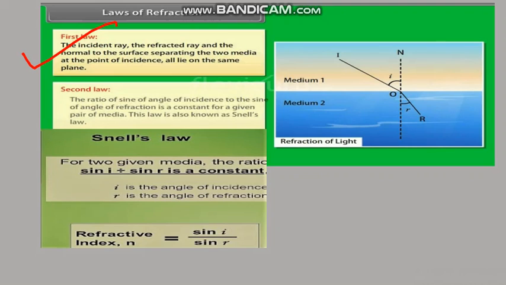So, the ratio of sine of angle of incidence to the sine of angle of refraction is constant for all rays of light passing from one medium to another. This constant is called refractive index. The formula of refractive index is equal to sine of angle of incidence to the sine of angle of refraction.